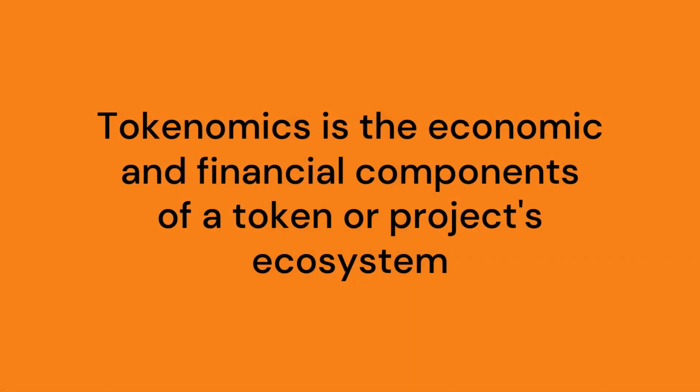Tokenomics is the economic and financial components of a token or project's ecosystem. As an investor, you need a way to measure the value of a cryptocurrency to make informed decisions, which is where tokenomics helps. Let's look at what different aspects of a cryptocurrency can be revealed by its tokenomics. Number one, value. Tokenomics can assist investors in making informed judgments on whether or not to invest in a specific cryptocurrency. Number two, potential. Tokenomics can determine a cryptocurrency's potential for long-term success by examining its utility, distribution, and security.